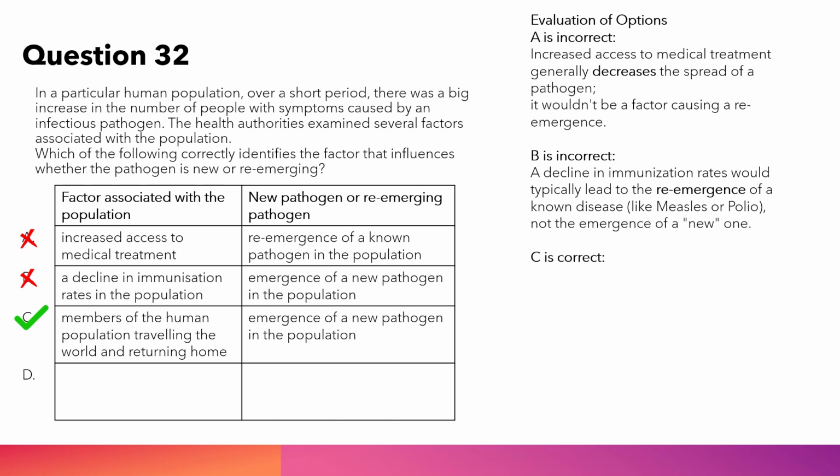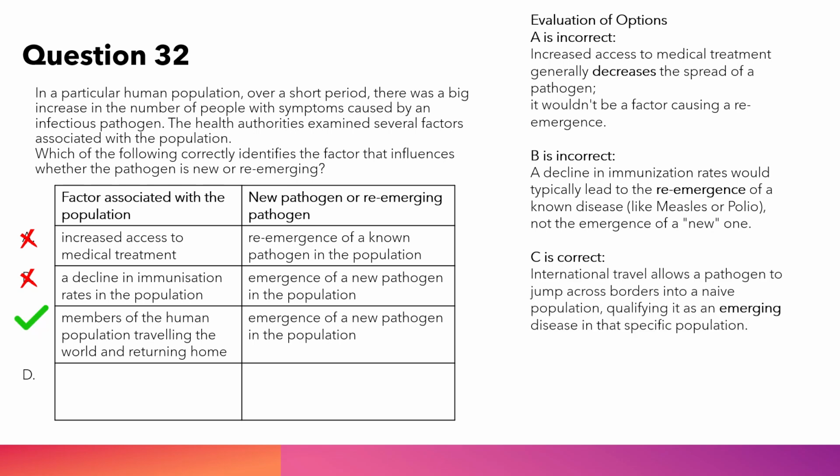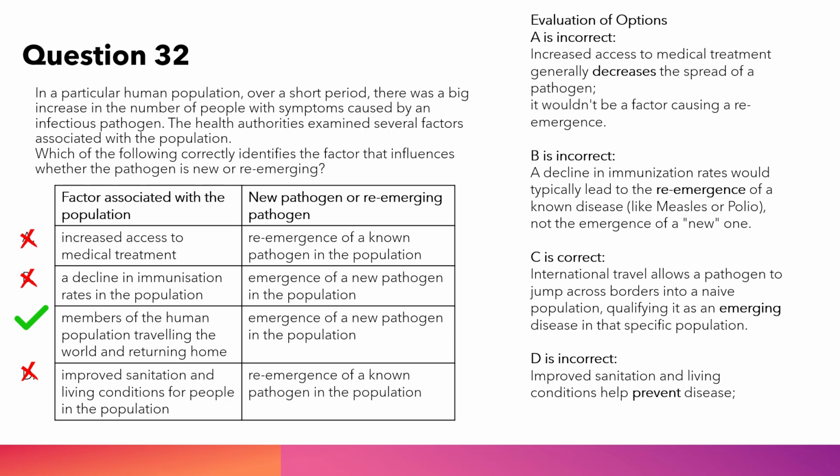C is correct. International travel allows a pathogen to jump across borders into a naive population, qualifying it as an emerging disease in that specific population. D is incorrect. Improved sanitation and living conditions help prevent disease. They do not cause re-emergence.